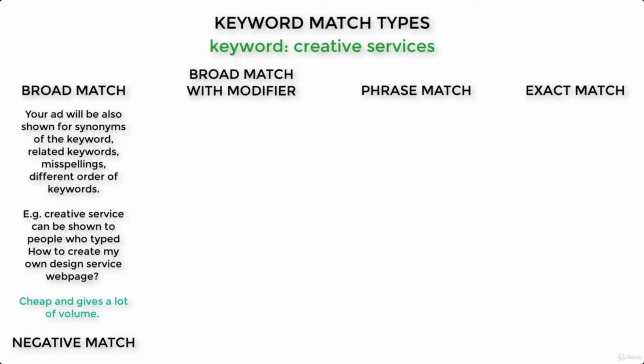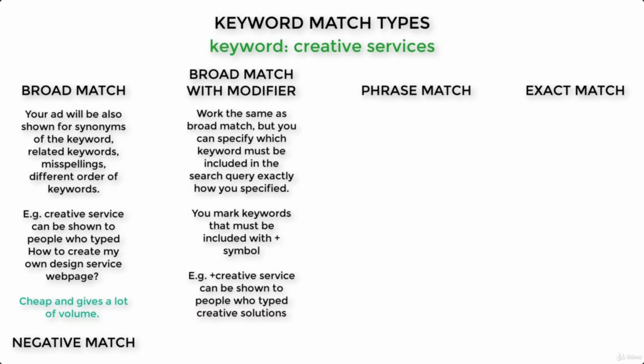First of all, it is the cheapest to use this match type. It also gives you the most search volume, and it may give you additional ideas of keywords that you would not figure out on your own. Most companies use part of the budget for broad match type keywords to experiment, but only combined with negative keywords, which we will cover later. The next match type is broad match type with modifier.